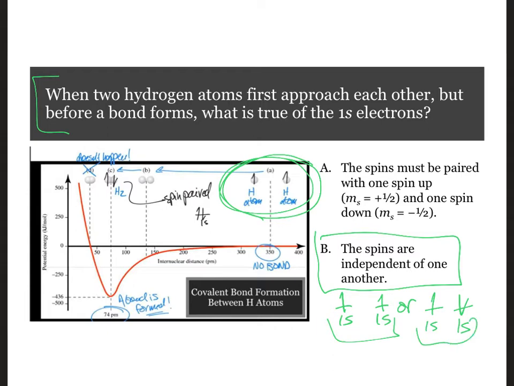Now, as soon as they move in close enough to form a bond, this changes. They have to become spin paired. So if one of these is spin up, then it has to flip to go spin down, because now we're talking about combining them in a single orbital.